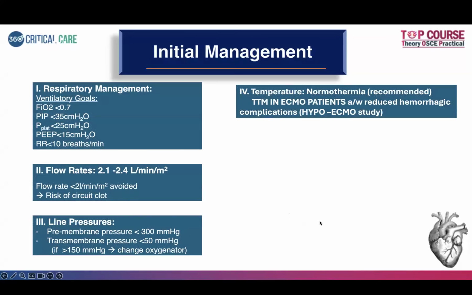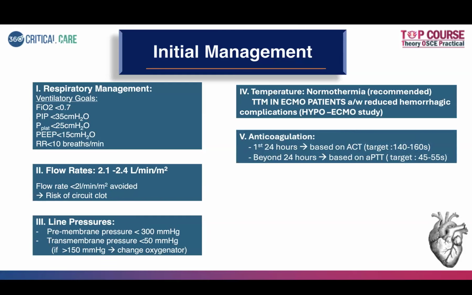Then next is about the temperature management. They say to go with normothermia. That is the ELSO guidelines recommendation. But in 2022, there was a study called the Hypo-ECMO study. They studied whether targeted temperature management can be used in ECMO patients. Even though they showed that it's associated with reduced hemorrhagic complications, there was no improvement in mortality. So though it tries to reduce one morbidity factor, it didn't have any change in the mortality. So that is one important thing to be noted.